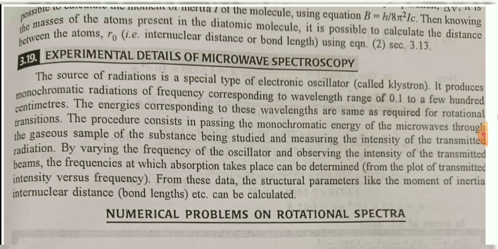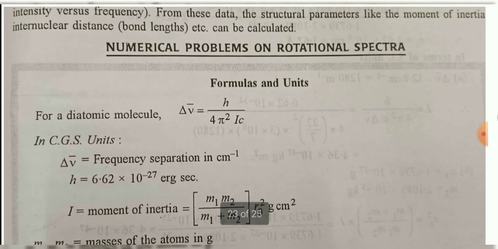Next heading 3.19. Experimental details of microwave spectroscopy. The source of radiation is a special type of electronic oscillator called a klystron. It produces monochromatic radiation of frequency corresponding to a wavelength range of 0.1 to a few hundred centimeters. The procedure consists in passing the monochromatic microwave energy through the gaseous sample of the substance being studied and measuring the intensity of the transmitted radiation. By varying the frequency of the oscillator and observing the intensity of the transmitted beam, the frequency at which absorption takes place can be determined. From these data, the structural parameters like the moment of inertia, internuclear distance, etc. can be calculated. Then there are numerical problems on rotational spectra.